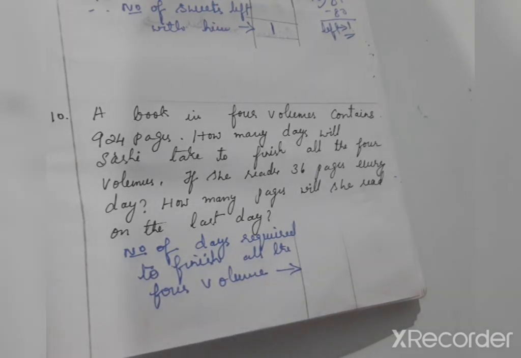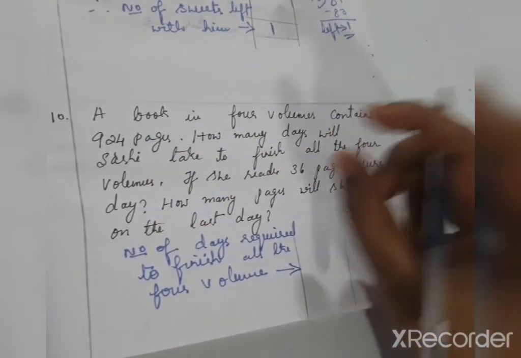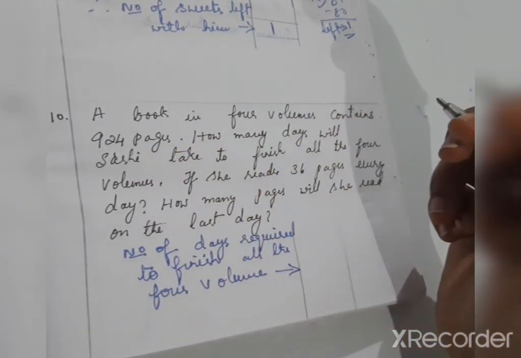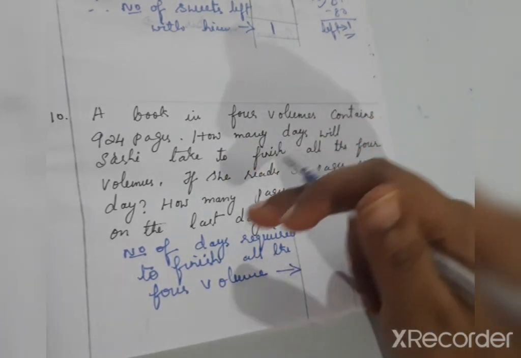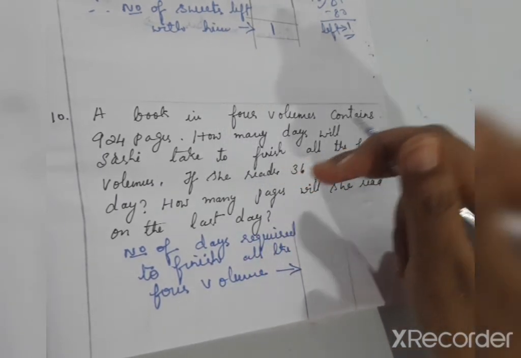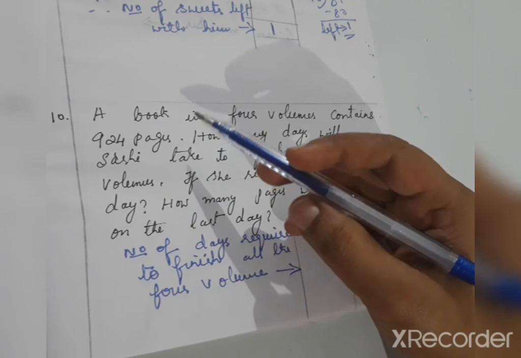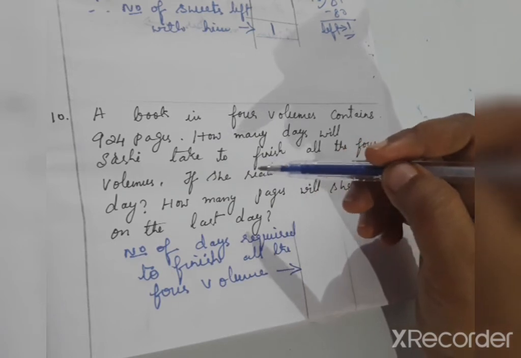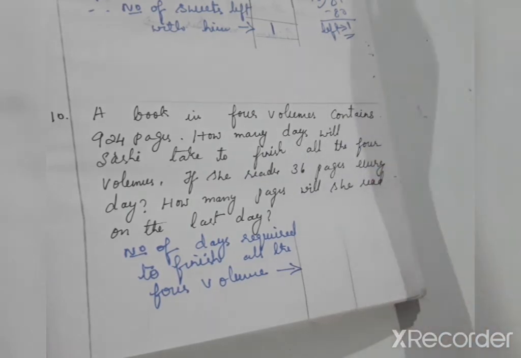So how many days? The number of days required for a book of 4 volumes. The total pages in the book is 924. How many days will Shashi take to finish all the 4 volumes if she reads 36 pages every day? The number of days required to finish all the 4 volumes, that we have to find.